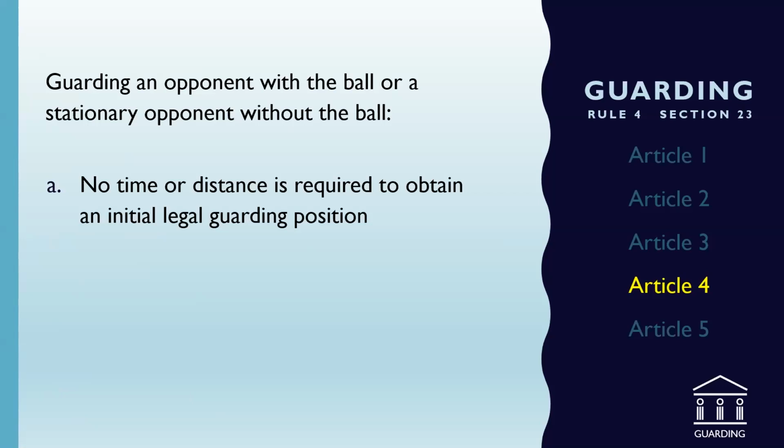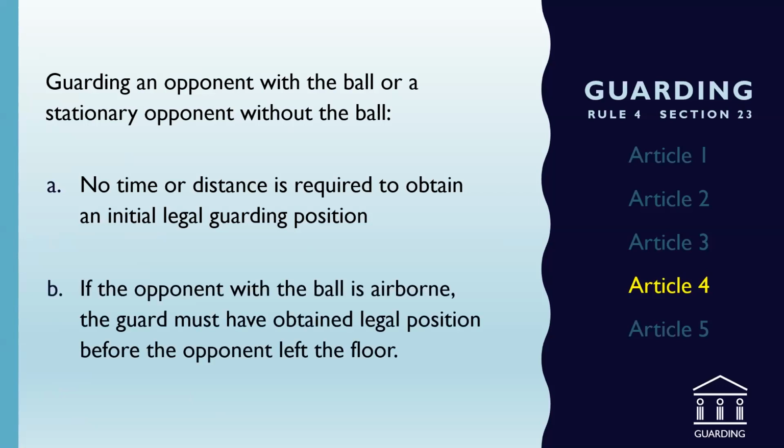Same with an opponent who is without the ball, who is stationary. And then there's a different rule for an opponent without the ball who's moving, but we'll get to that in a second. All right? The only part of that is if that opponent with the ball or stationary without the ball is airborne, then we have to have gotten to that spot before they went airborne. So if they're not airborne, whoever's there first. If they are airborne, you had to have been there before they went airborne. Everyone understands that, right?